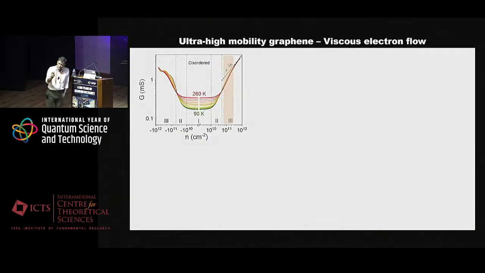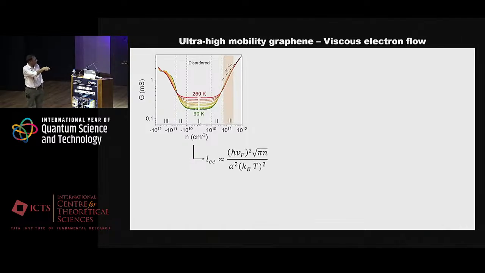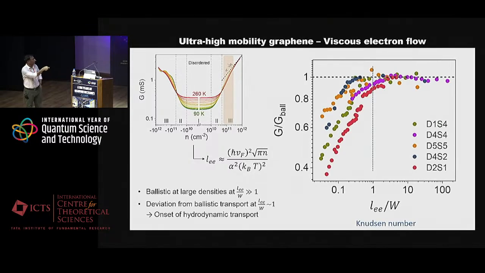Okay, so the first question to answer is: is the system clean enough that the impurity scattering is not important, but it's primarily the electron-electron scattering that dominates the electrical transport? The first thing to do is essentially convert the density into the typical distance between the electrons, and we plot the conductivity as a function of this number normalized by the width of the sample. And this is effectively something like a Knudsen number. When you have a fluid going through a pipe with a diameter W, when the typical distance between the molecules becomes smaller than the width of the system itself, you go into the viscous regime.